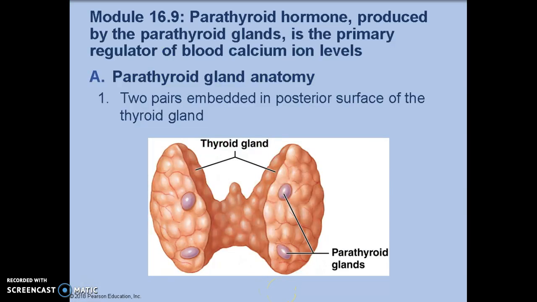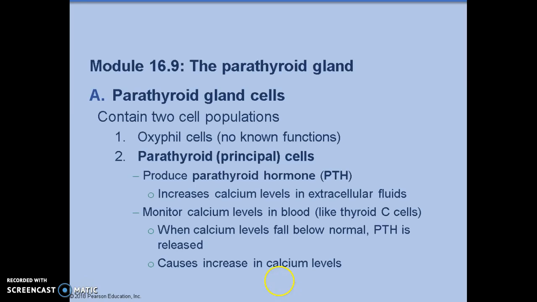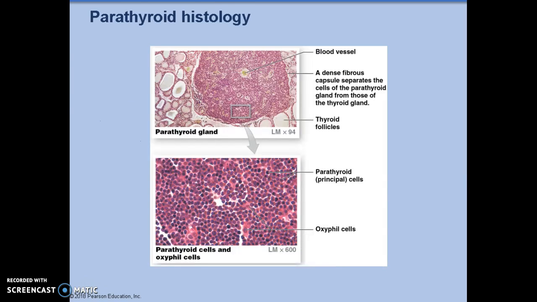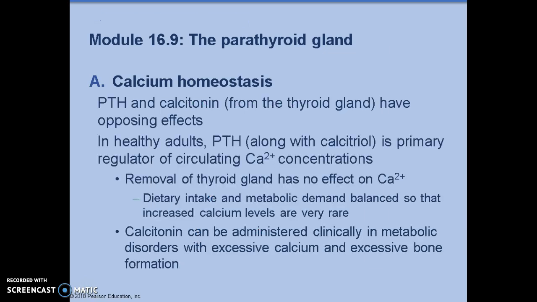Behind or posterior to the thyroid gland are the 4 tiny little parathyroid glands. And parathyroid glands secrete parathyroid hormone, which increases blood calcium levels. And we don't need to know the histology of the parathyroid.